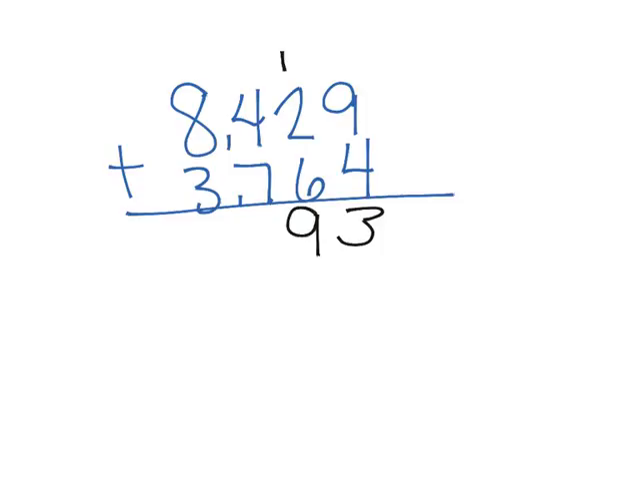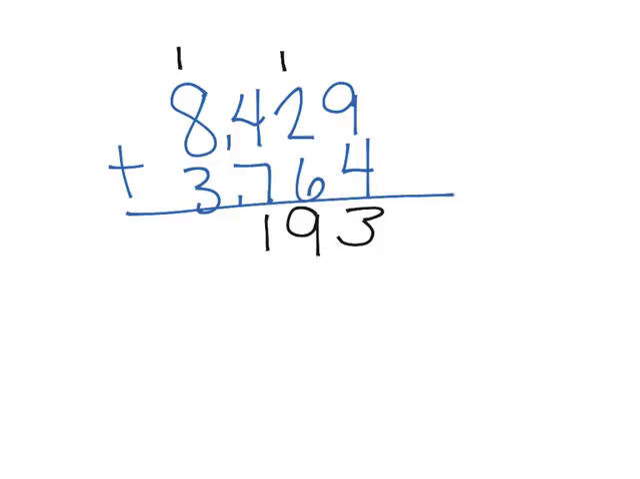I don't carry anything because I won't have anything in the hundreds place value, so I just write my 9 down. And then I have the 700 plus the 400. So 400 plus 700 equals 1,100. Leave my 100 in the hundred spot. Carry my 1,000 into the thousand spot.